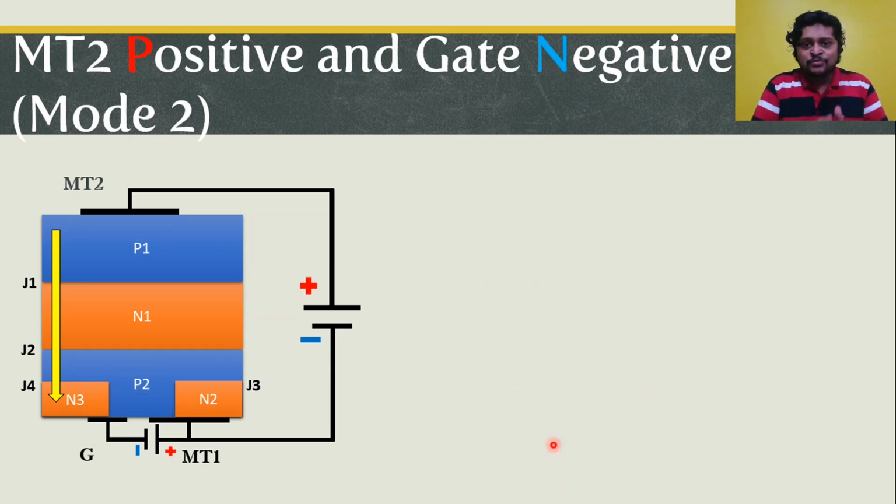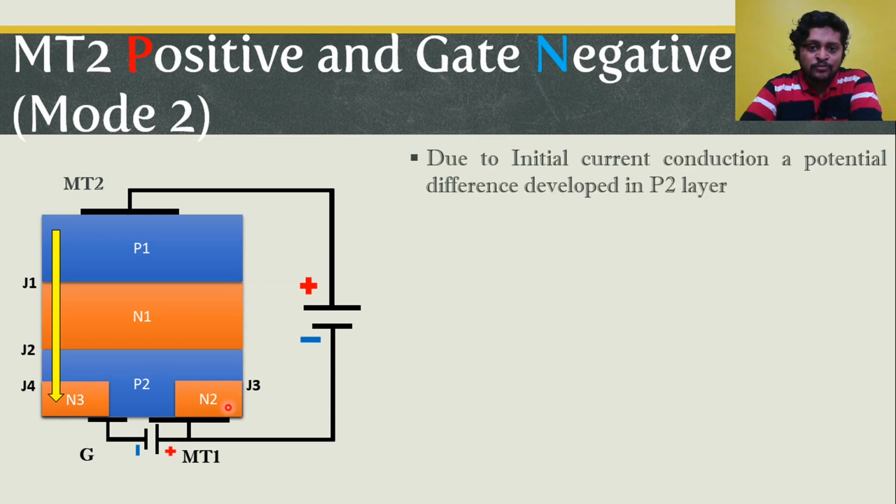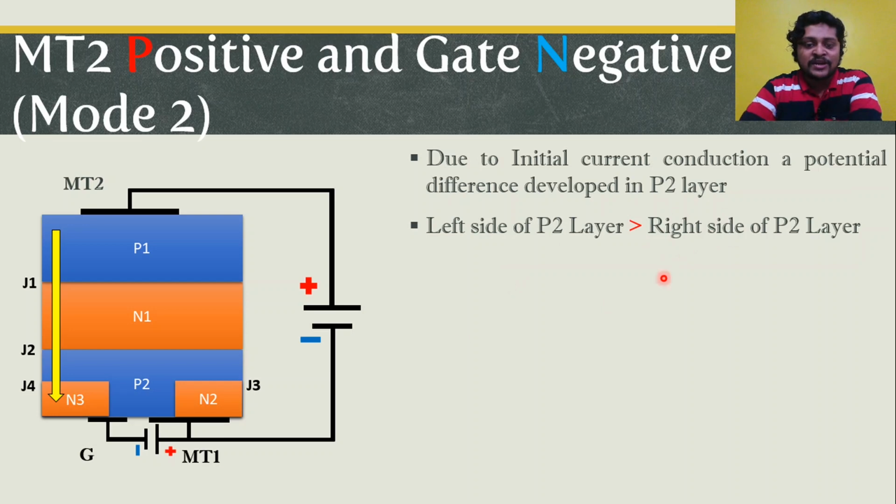Because of the establishment of current, we observe a potential gradient in the P2 layer. The left hand side of the P2 layer is conducting, whereas the right hand side of the P2 layer is non-conducting. So obviously the left hand side will be at a higher, more positive potential as compared to the right hand side near J3. And now suddenly there is a potential difference developed within the P2 layer.